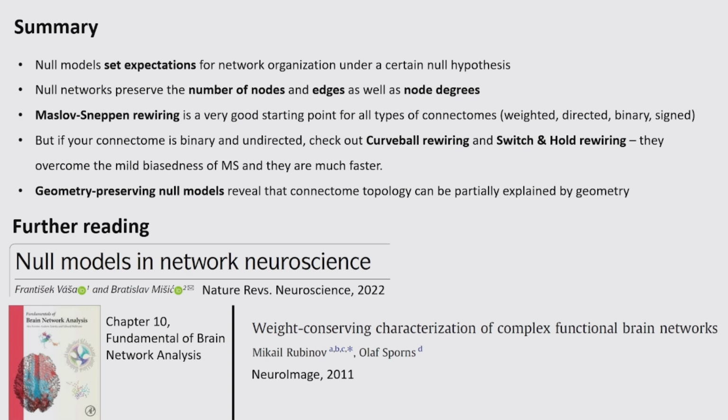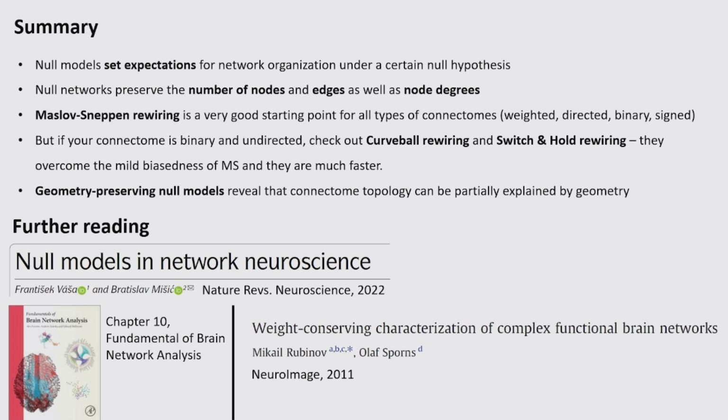If you have a binary and undirected network, consider some of the more state-of-the-art rewiring, such as curveball and the switch and hold algorithm. They overcome the bias, and they're also super fast. So if you've got really large connectomes, this is probably your first option. And I also briefly touched on geometry preserving rewiring algorithms, and this is something that has grown in interest in the field. For further reading, I can highly recommend the review by František and Bratislav that came up a couple of years ago. Chapter 10 of Fundamentals of Brain Network Analysis focuses on nulls.